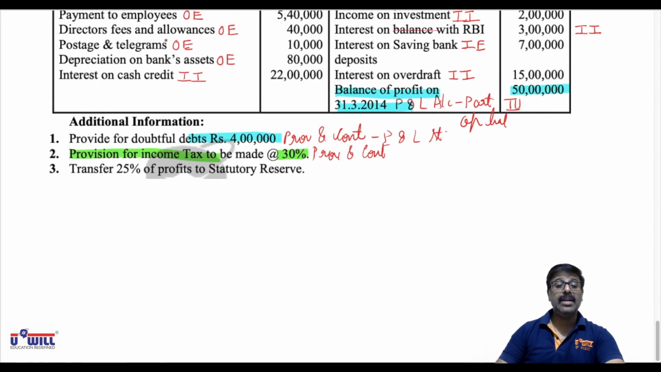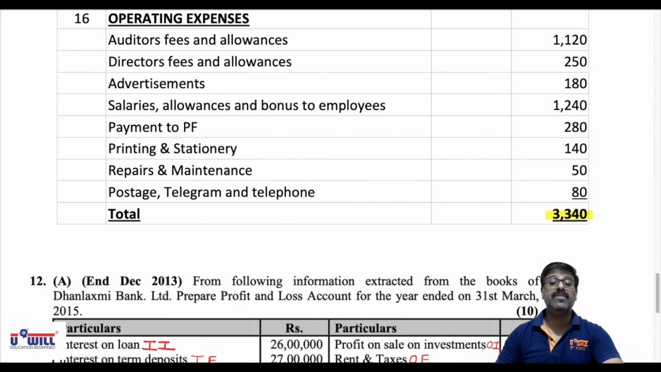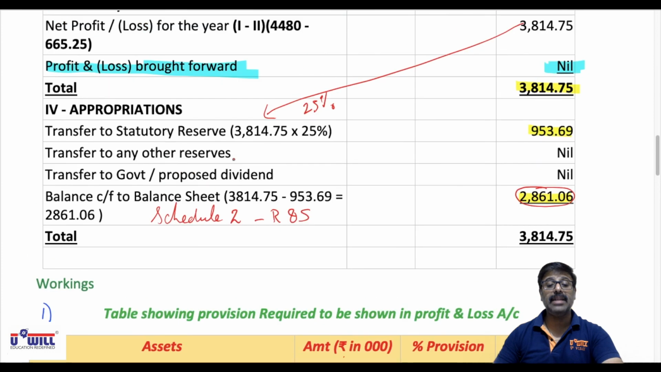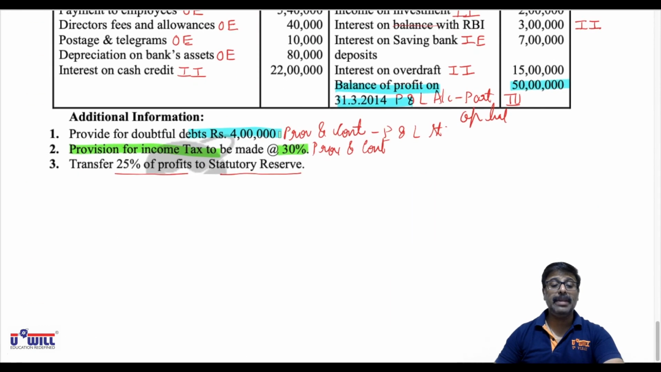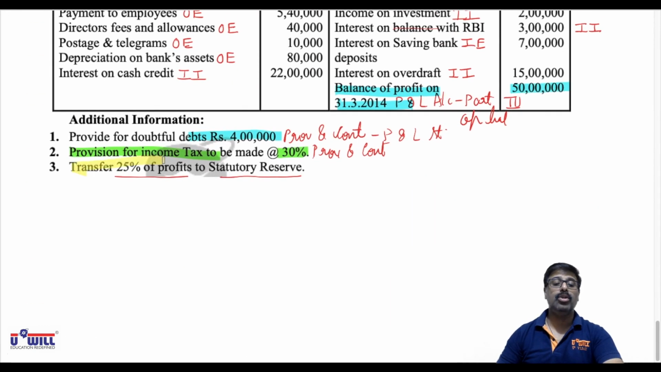Then transfer 25% to statutory reserve, that even if not given in the question, we have been doing it. Like in the previous question it was not mentioned, but still we transferred to statutory reserve 25% of current year's profits. So this is to be done irrespective of whether it is mentioned in the question or not.